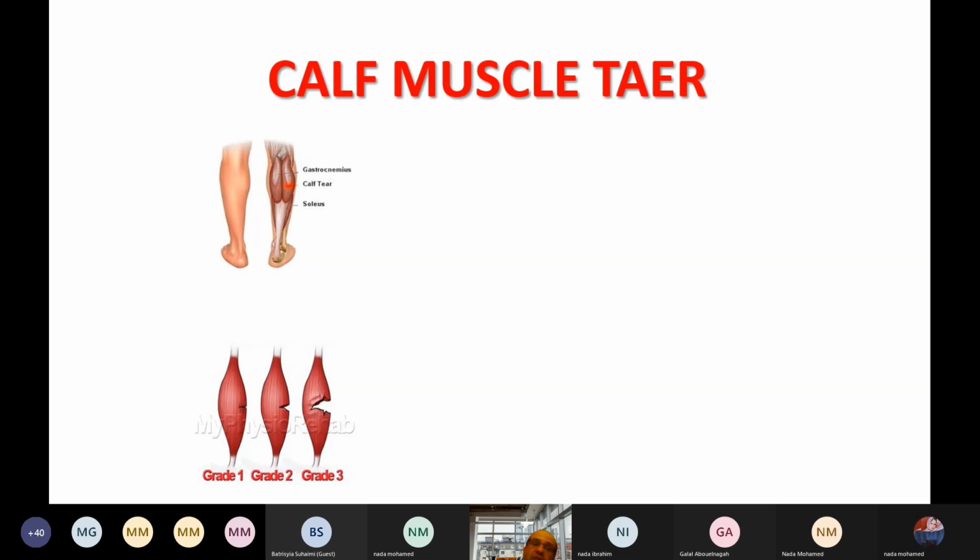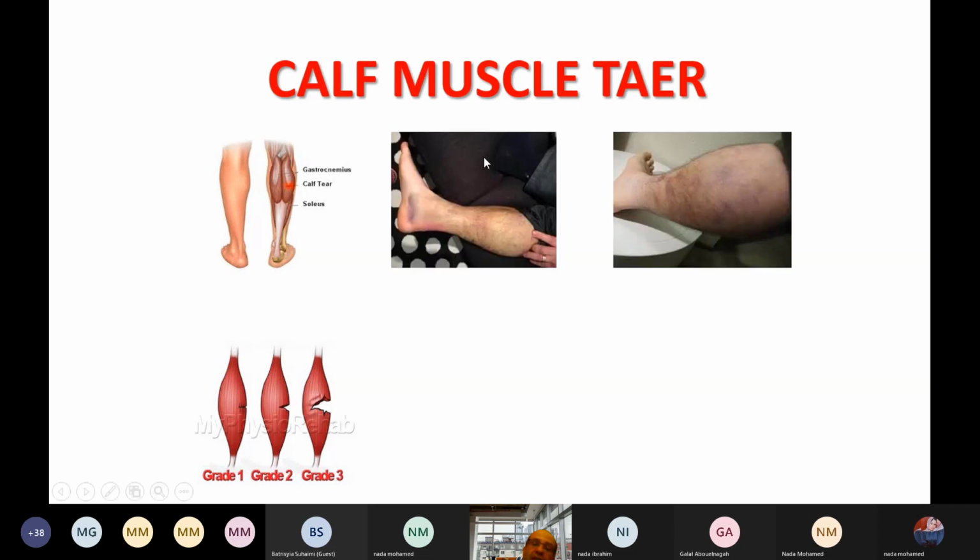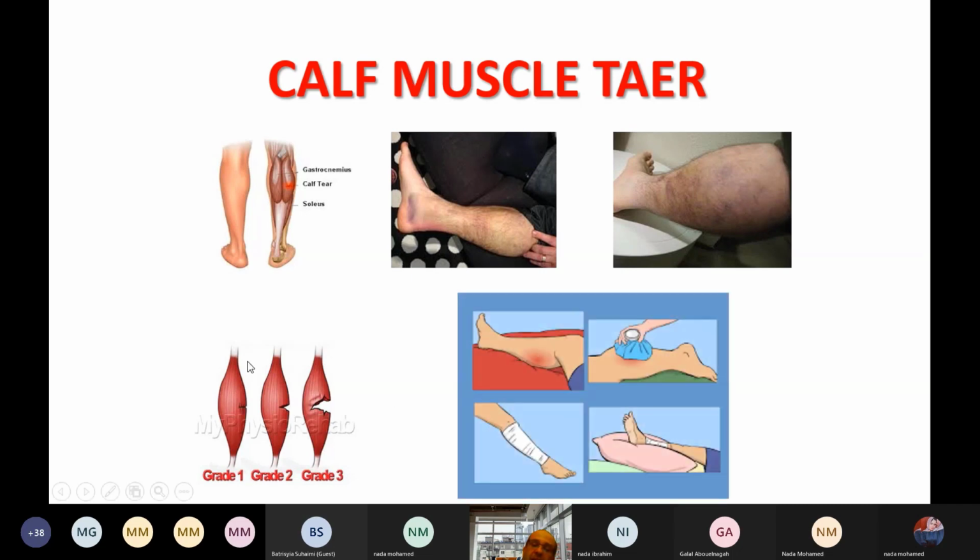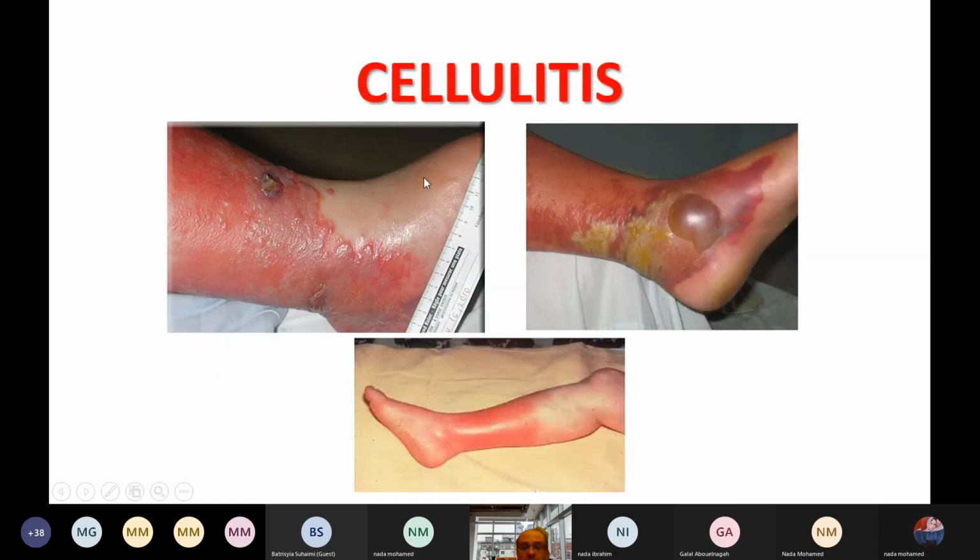The trauma could be just getting off the pavement, or he sometimes gives you the sensation that he feels something pop out in his calf muscle. Whenever the patient tells you that, you have to think about some sort of muscle tear. Also, at the end, duplex ultrasound could differentiate between both.